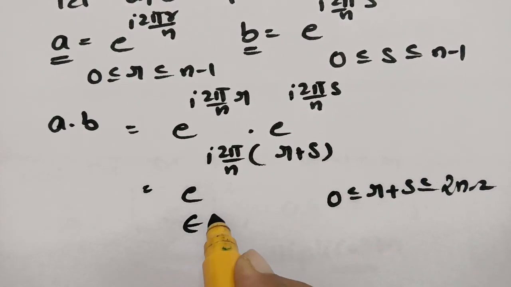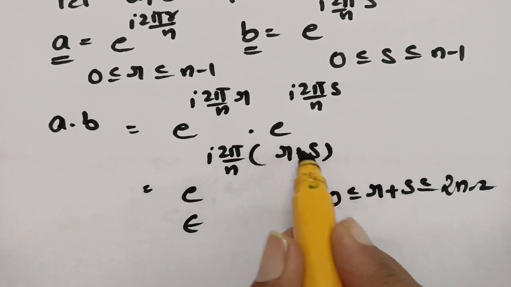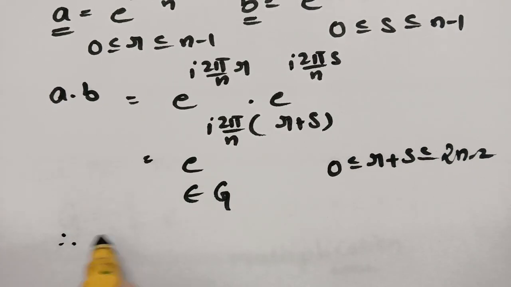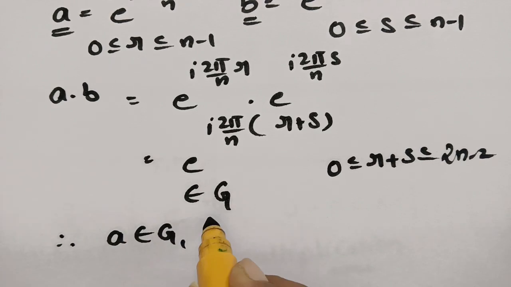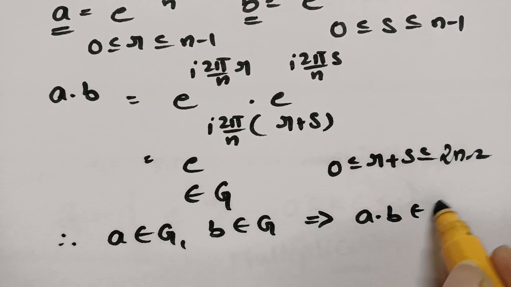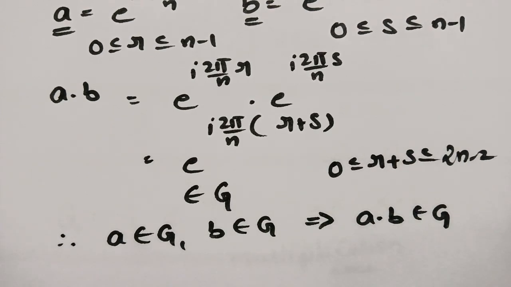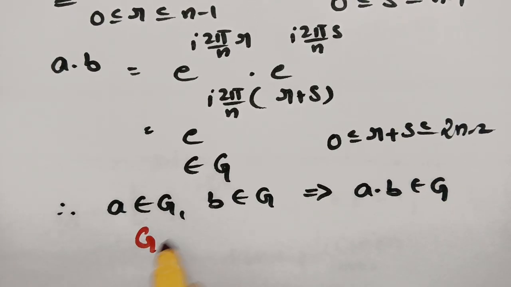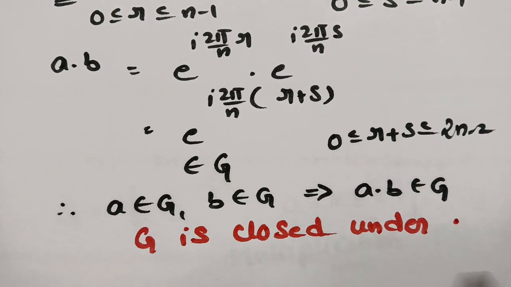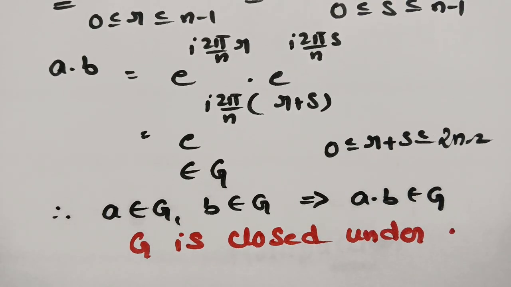So this is of the form e power I 2 pi n into some quantity here, which again belongs to G. Therefore, we say that A belongs to G, B belongs to G implies A dot B belongs to G, and therefore I say that G is closed. G is closed under multiplication or dot here. So this is the first case.